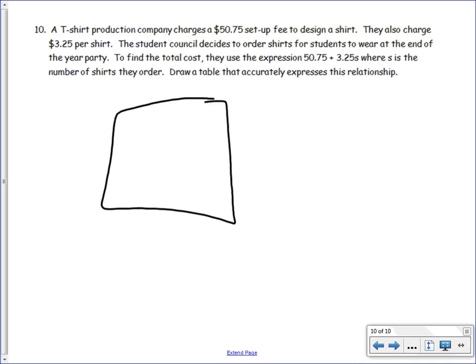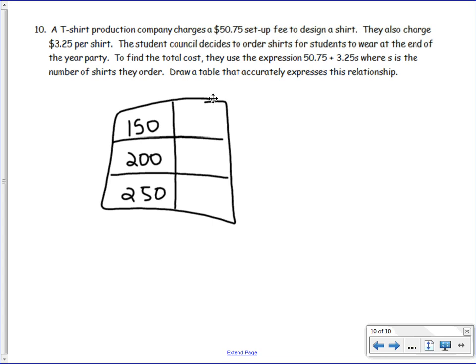Okay, so here's my table. I think some of you remember this problem from the DLA. So over here it was 150, 200, let's just say 250. Okay, so to find out the cost, I would take 150 and replace it for S. So 150 times 3.25. 5 times 0 is 0. 5 times 5 is 25. 5 times 1 is 5 plus 2 is 7. Add your 0. 2 times 0 is 0.